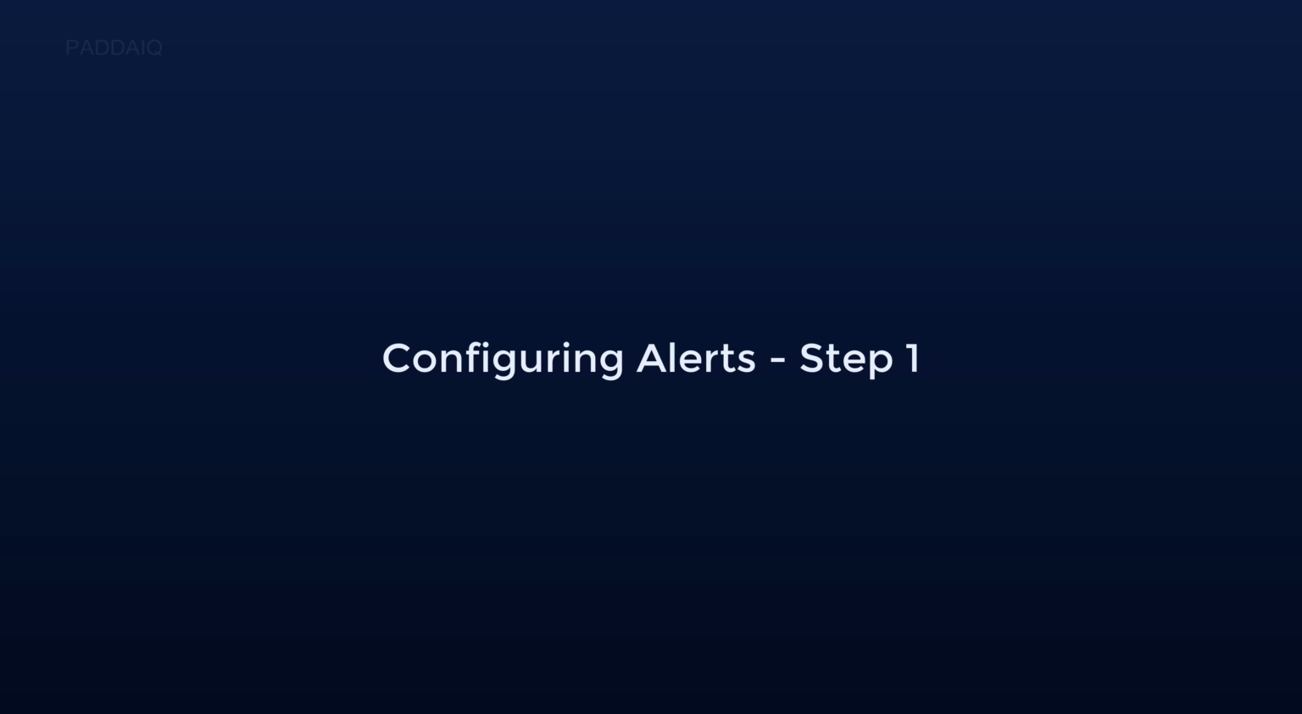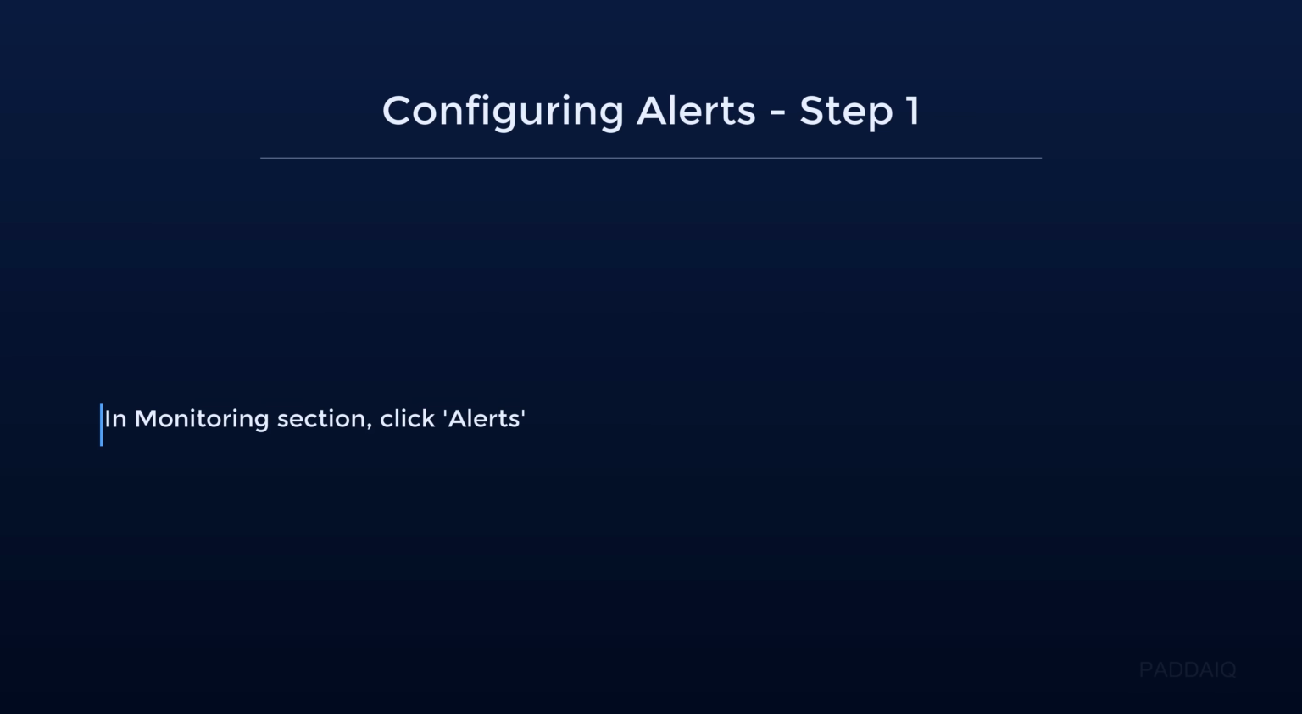Configuring alerts. Step 1. In the Monitoring section, click Alerts. This means you go to the part of SAP BTP that tracks system health and select the Alerts option to manage notifications. For example, if your application's memory usage gets too high, you'd come here to set up a warning. This is your first step to proactively handling potential issues in your cloud environment.